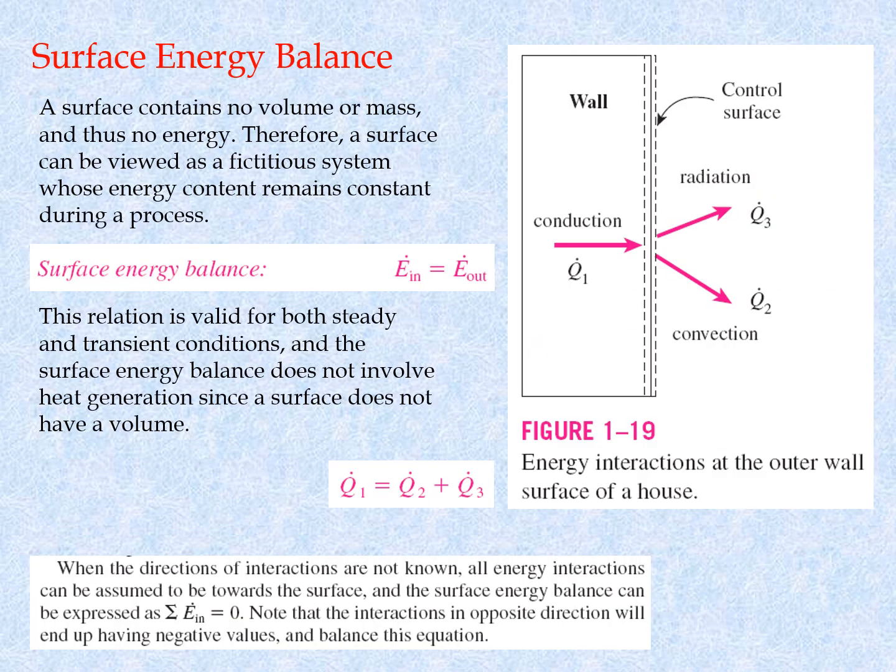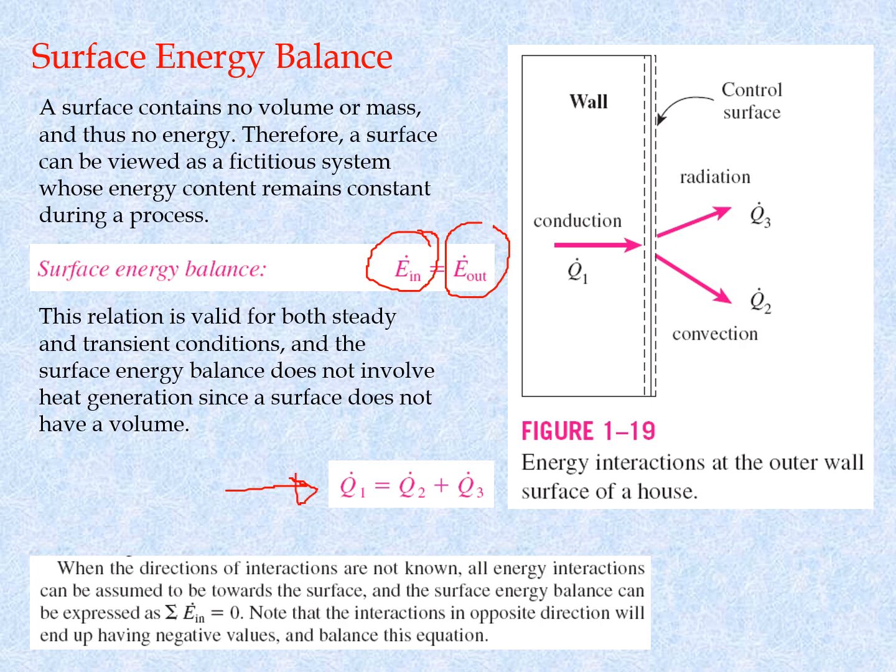Surface energy balance is basically just a theory related to heat transfer. A surface does not have any volume, so it is just a sheet, or we can call it a system whose energy remains constant during a process. It does not contain energy because it does not have any volume. So the energy in and out of this control surface is normally equal, and we can write the energy balance equation as something like this: E in is equivalent to E out.